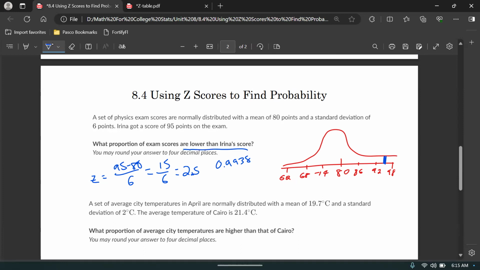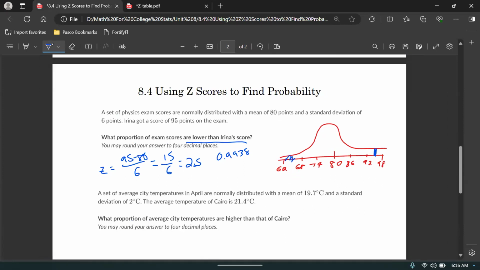Well, there you go. Because this number gets us to the left, right? That 0.9938 that we just got, as you know, it's to the left. Oh my gosh, it did it again, it erased it randomly. It's to the left. I'm not going to take too much time shading. You get the idea, right? So that means 99.38% of people scored less than her. It says to leave it in decimal form, so we're just going to leave it like that. Don't worry about my percentage.